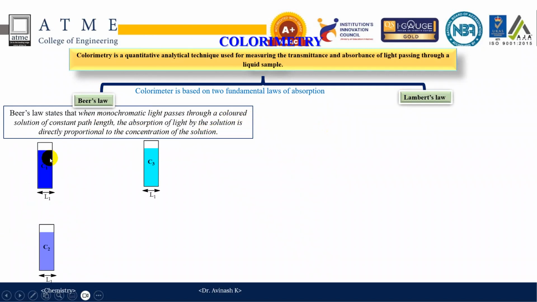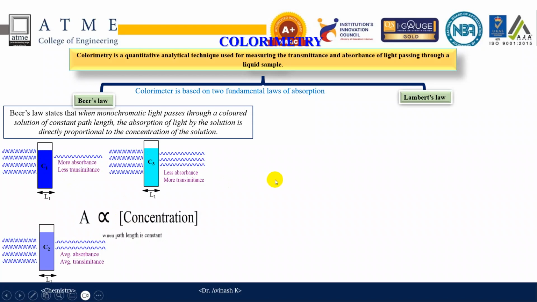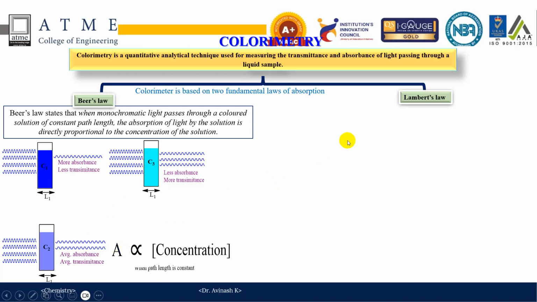When you look at these three cuvettes, you can observe that there is a variation in the color intensity. That means there is variation in the concentration of the solution, and I have kept the path length constant. In this condition, when I pass the monochromatic light, the one which is having low concentration tends to give very less absorbance and more transmittance. In a similar way, the one which is having higher concentration tends to provide more absorbance with less transmittance. Hence, according to Beer's law, the absorbance is directly proportional to concentration when the path length is kept constant.